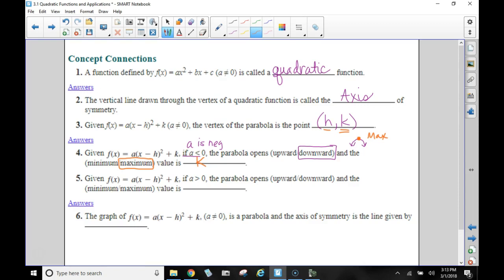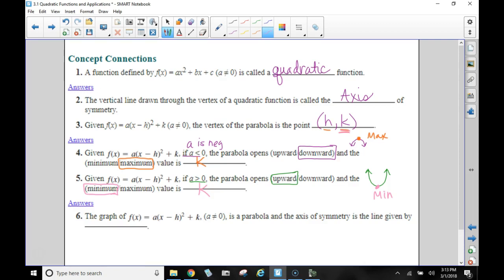All right, on the flip side of that, on number 5 here, it says given a quadratic function written in vertex form, if a is greater than 0, we have a happy little parabola because it's positive, so that parabola opens upward. If that happens, we're going to have a minimum value, and it's going to be at the vertex again. So the minimum value is going to be k.